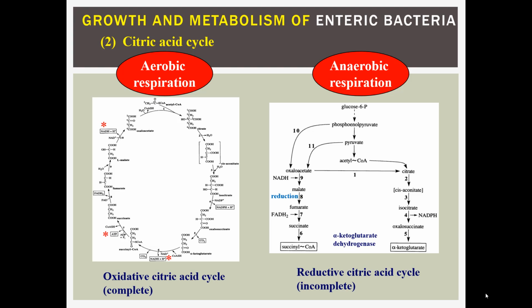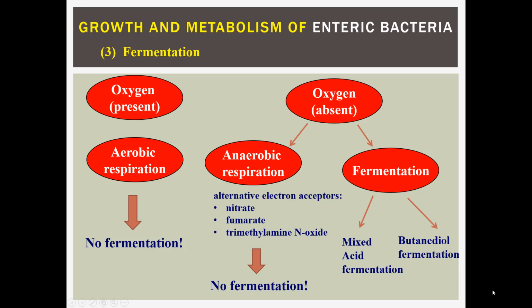Secondly, the type of citric acid cycle they use varies depending on the availability of oxygen. When oxygen is available, Enterobacters utilize the oxidative citric acid cycle. On the other hand, when oxygen is depleted, they do not express the alpha-ketoglutarate dehydrogenase enzyme and use the reductive or incomplete citric acid cycle instead.